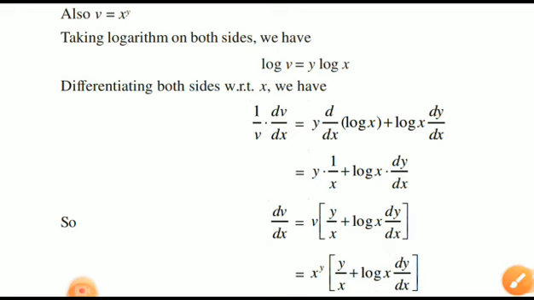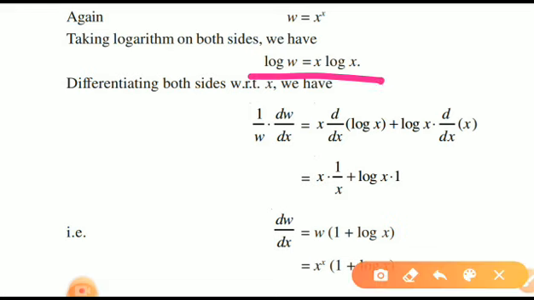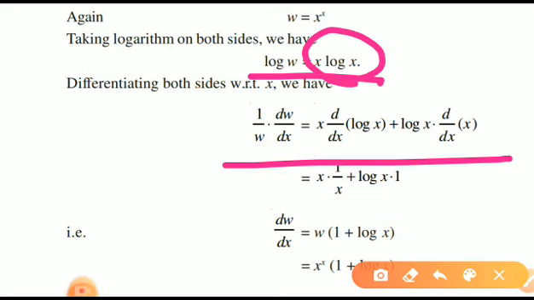Okay, you have u, v, and one more, that is w. So w again the same, apply log on both sides. It will be log w is equal to log of x raised to x. Using the property, it is x into log of x, that is they have written it here. So differentiating both the sides with respect to x, the same steps, make use of the product rule.